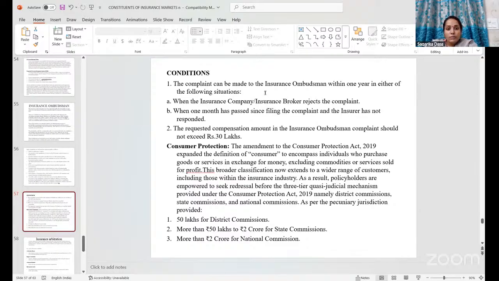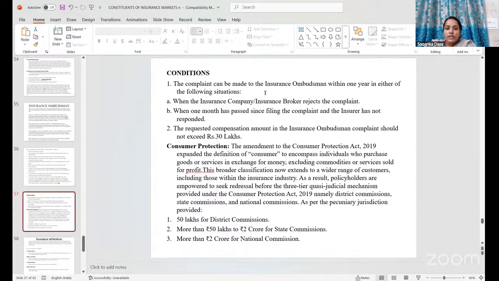Then, when 1 month has passed since filing the complaint and the insurer has not responded, that is, even after raising the complaint, if the insurance company is not responding within the 1 month period, then they can go to the insurance ombudsman. The requested compensation amount in the insurance ombudsman complaint should not exceed 30 lakhs. It should not exceed 30 lakhs.